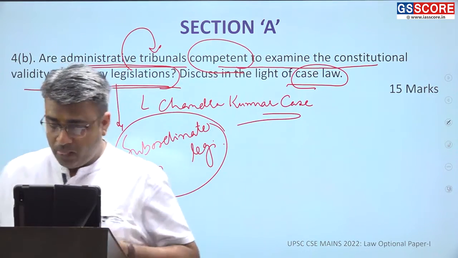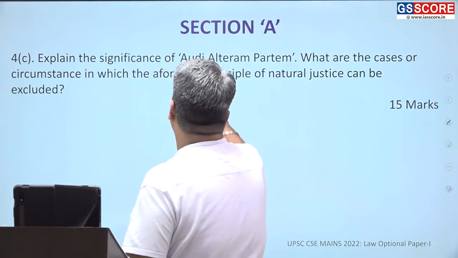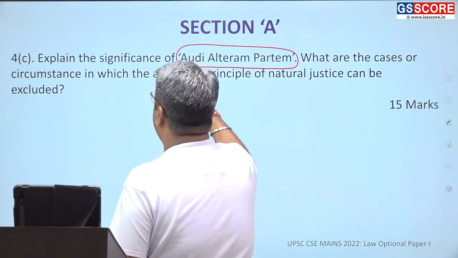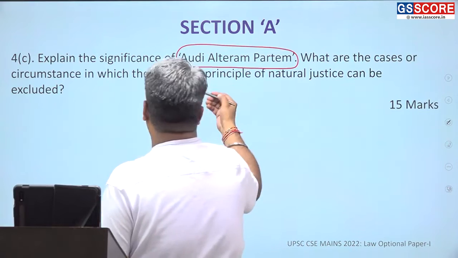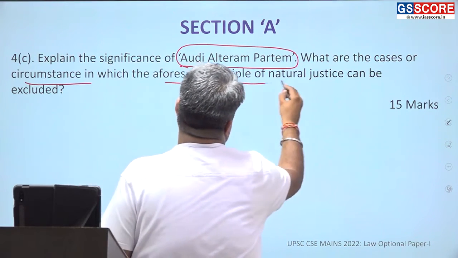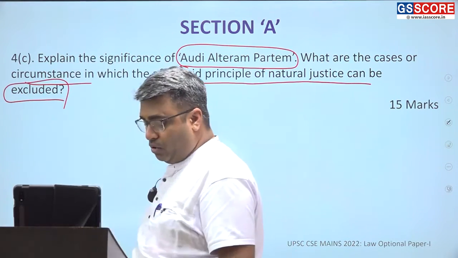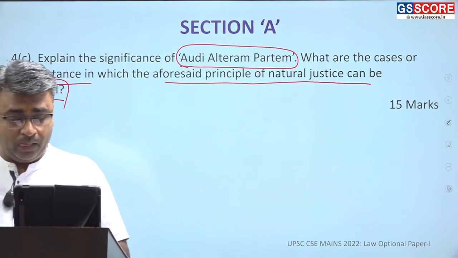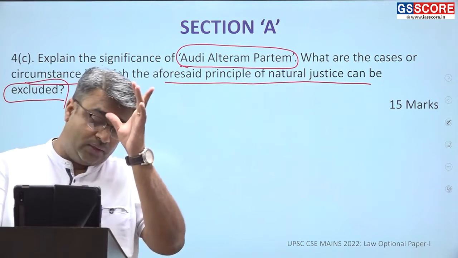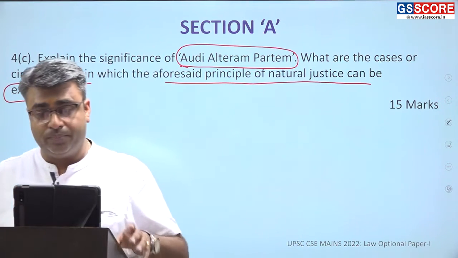Okay. Now coming to the next point: explain the significance of audi alteram partem and what are the exceptions basically. What are the cases or circumstances in which the aforesaid principle of natural justice can be excluded. So if you go by this audi alteram partem, I think all of you are very well aware what this audi alteram partem rule is.